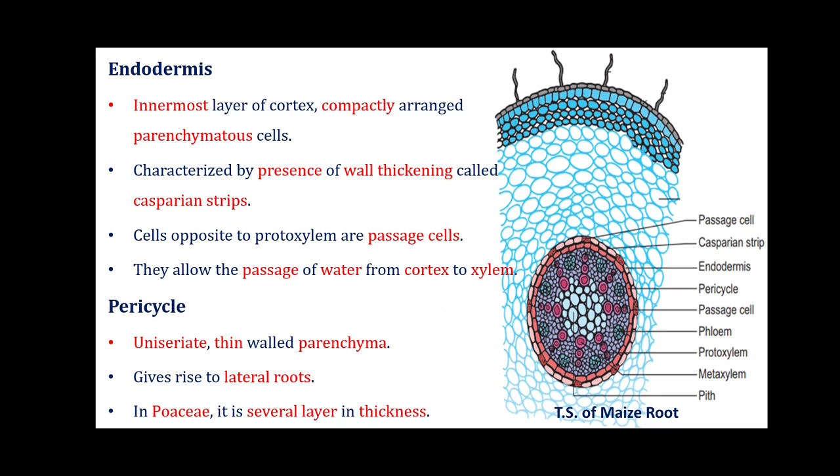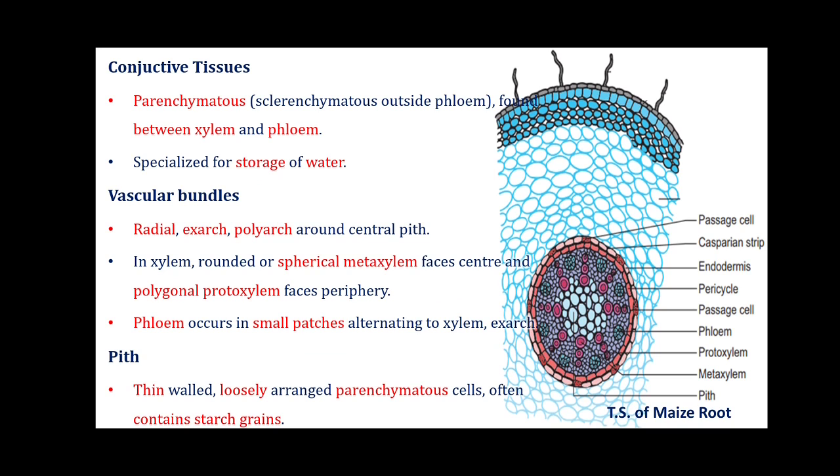The pericycle is uniseriate, that is single layer, thin and parenchymatous. It gives lateral roots, and in Poaceae it is of several layer thickness. Poaceae is a family, the grain family. Conjunctive tissues are parenchymatous or sclerenchymatous if they are present outside the phloem and found between the xylem and phloem. This conjunctive tissue is specialized for water storage.